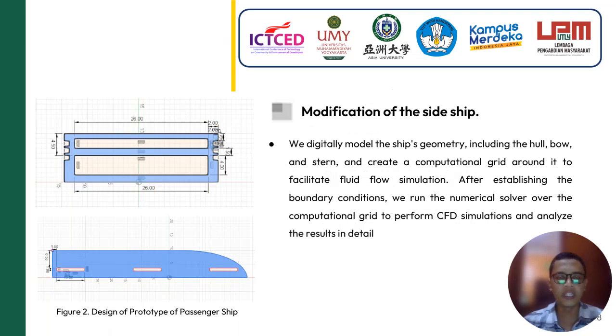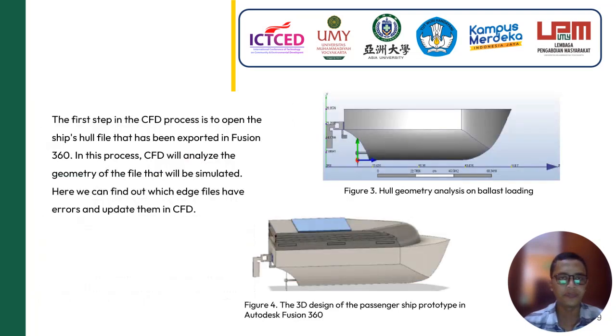Here is our modification of the ship's side; we can see in figure 2 the design of the prototype of passenger ships. After establishing the boundary conditions, we run the numerical solver over the computational grid to perform the CFD simulation and analyze the results in detail. And this is all of the design of the prototype passenger ship, in figure 3 and figure 4.